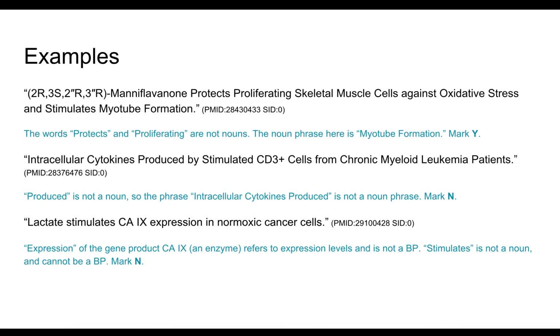The next sentence here is another example of this. Produced is not a noun. This sentence should be marked in. The last example here is a sentence that talks about gene expression. Remember, gene expression is usually mentioned only in reference to expression levels, a phenotype. This sentence should be marked in.